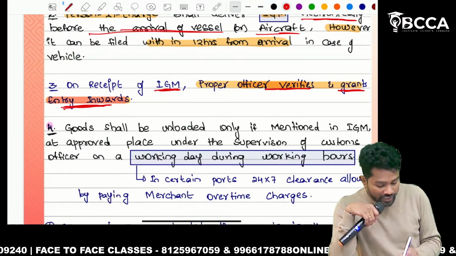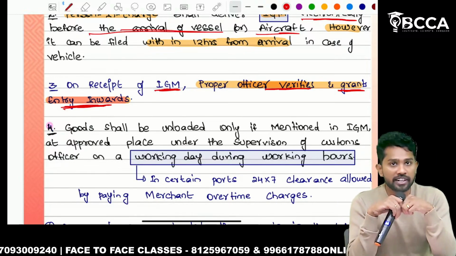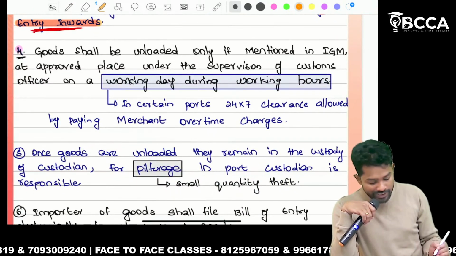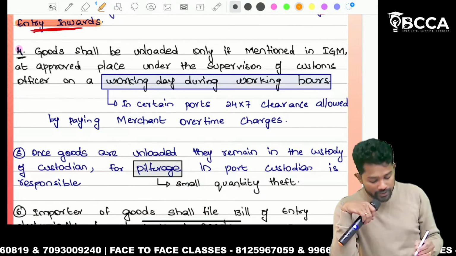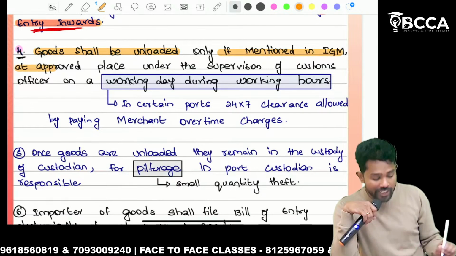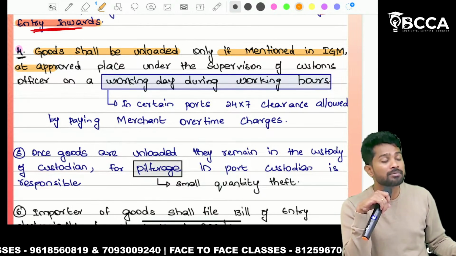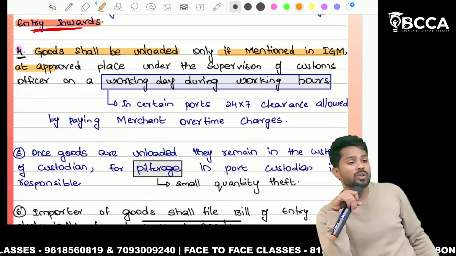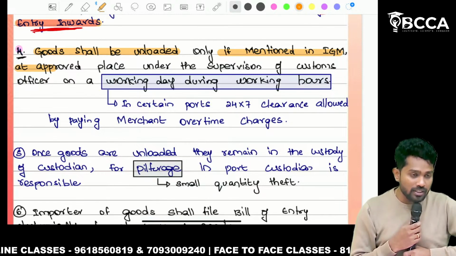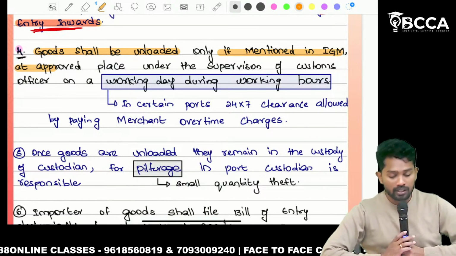So to grant entry inwards to a vessel, first what would have been done? The IGM might have been filed. Then since entry inwards is granted, the ship will be entering the port. The goods shall be unloaded only if those goods are mentioned in the IGM. So if you hide any goods and didn't mention them in the IGM, then those goods are not allowed to be unloaded in the customs station. To unload goods into India, you need to mention them in the IGM as well.